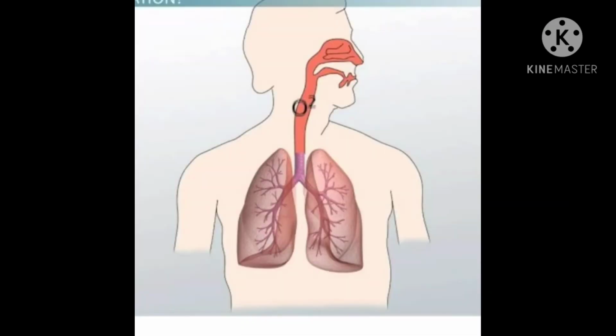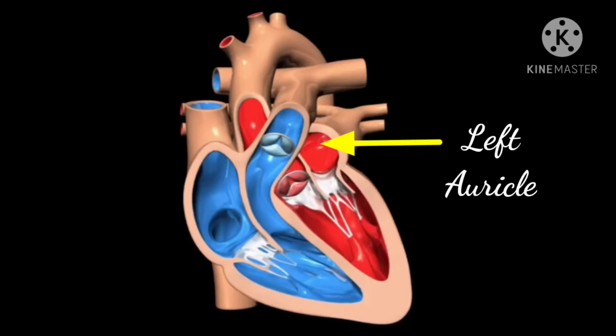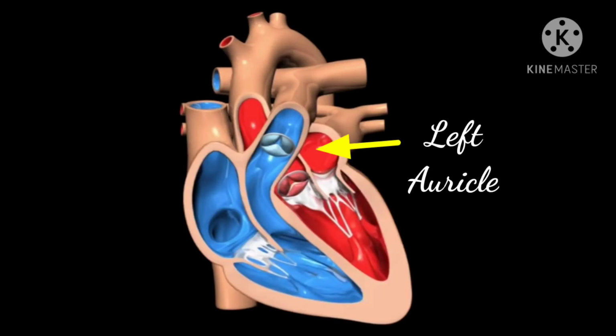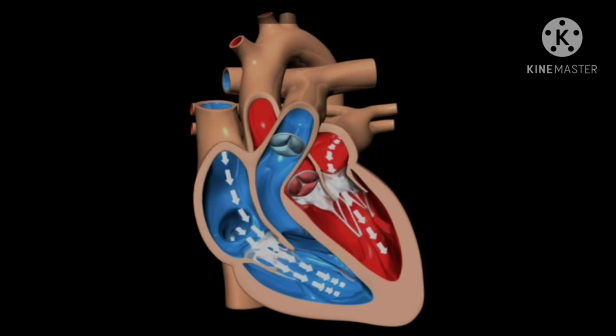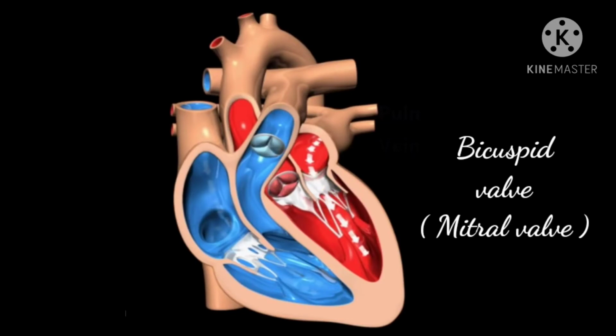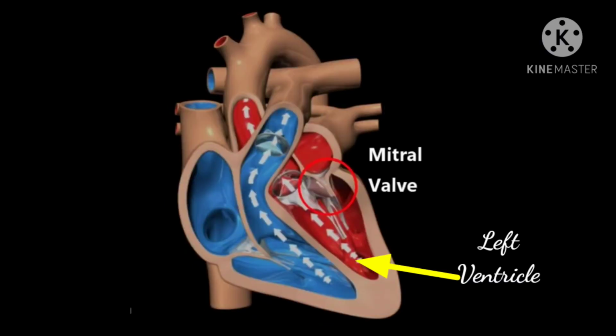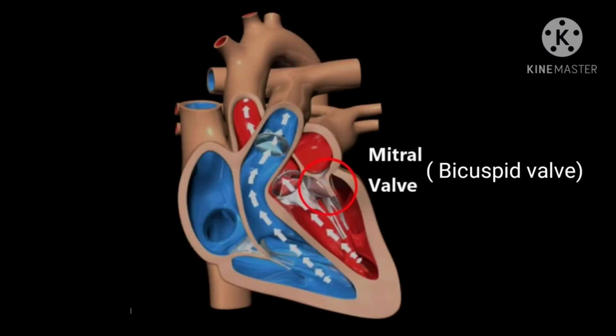Now, the oxygenated blood from the lungs comes back to the left auricle or atrium of the heart through the pulmonary vein. When the left auricle contracts, the blood flows from the left atrium into the left ventricle through the open bicuspid valve. Remember children, when the left ventricle becomes full, the bicuspid valve, or we can say mitral valve, closes.